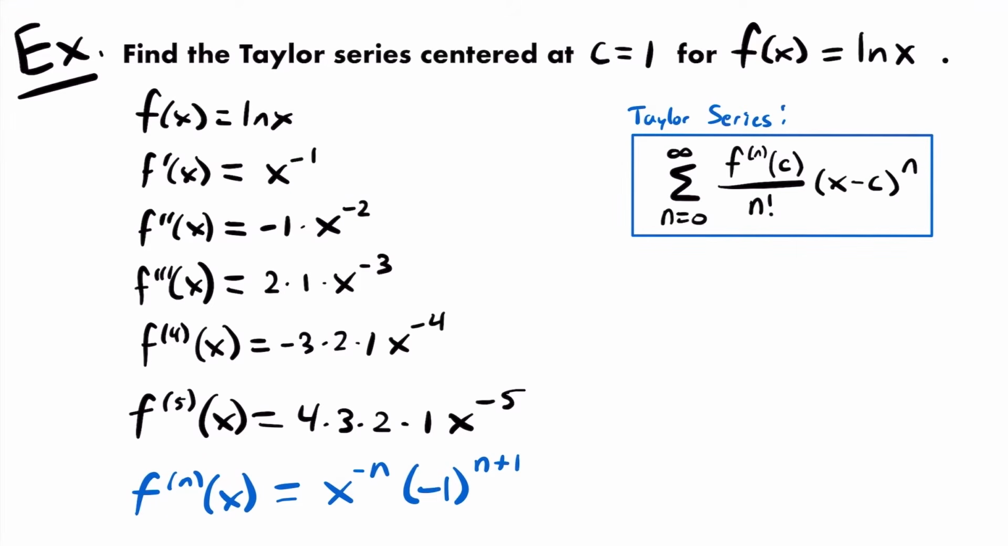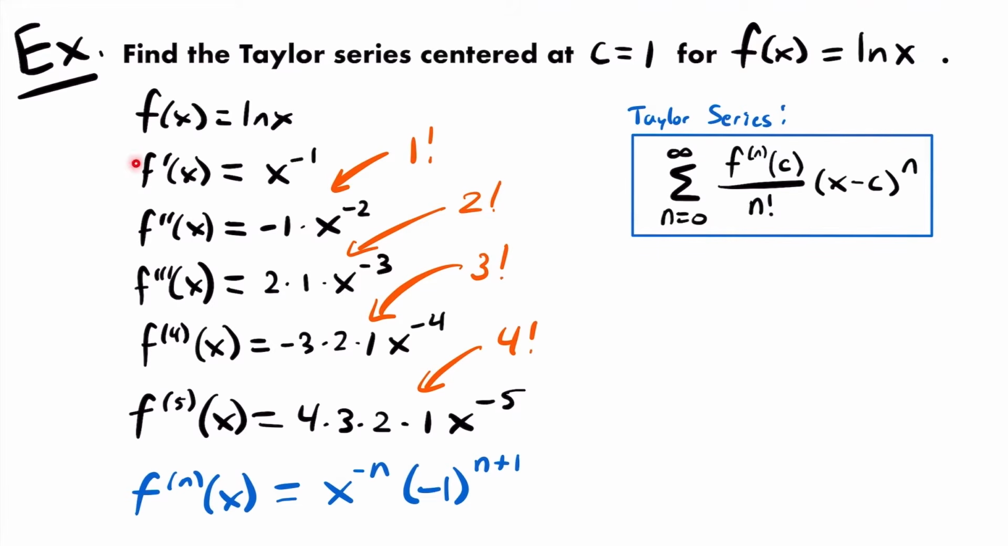So that takes care of the signs of our derivatives, but now there's one more thing that we need to take care of, and that is the coefficients, or these constants that are being multiplied by x to the power of negative n. Notice that for the fifth derivative, we have 4 times 3 times 2 times 1. That would be the same as 4 factorial. For the fourth derivative, we have 3 times 2 times 1. That is the same as 3 factorial. And then for the third derivative, we have 2 times 1. That would be the same as 2 factorial. And then for the second derivative, we just have 1.